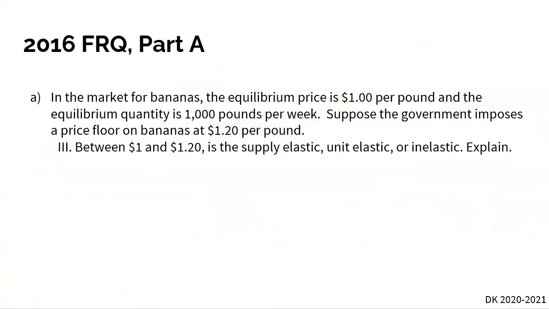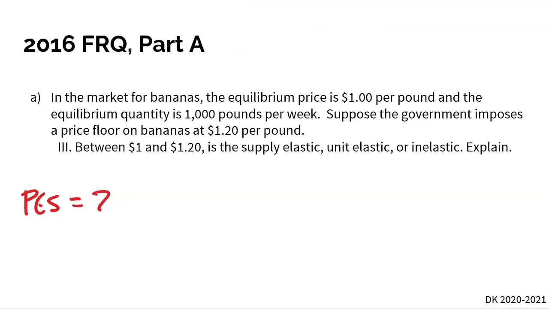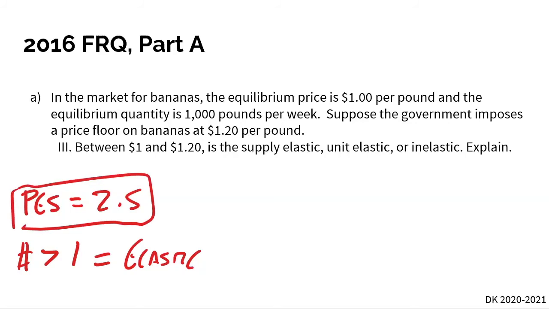All right, so the last part of Part A. Between $1 and $1.20, is the supply going to be elastic, unit elastic, or inelastic? Explain. Well, we already calculated in 2 that our price elasticity of supply is 2.5. And we said for elasticity of demand and elasticity of supply, if the number is greater than 1, that is going to be an elastic number. It doesn't matter if it's demand or supply here. So because our price elasticity of supply was 2.5, supply is elastic.